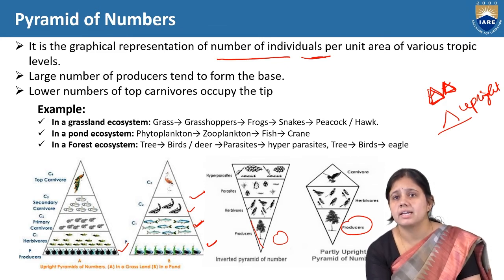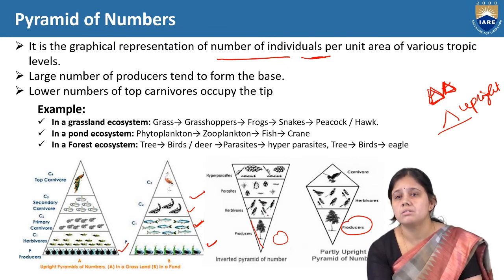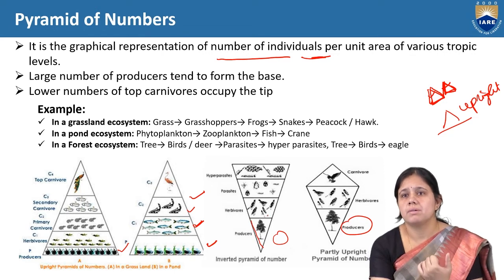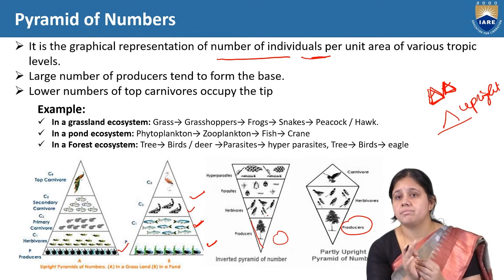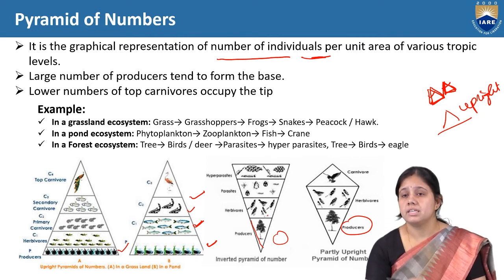Trees, and then the next trophic level are the birds or deer, and the next trophic levels are the parasites and the hyperparasites. According to the number of the population of that particular species, they are more. So their shape is something different, like an inverted pyramid. Their shape is in the form of an inverted pyramid.